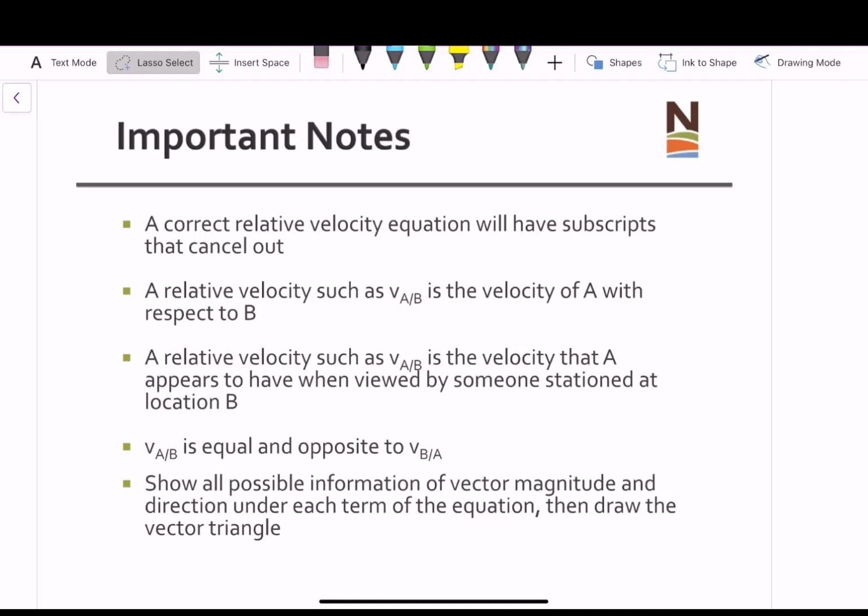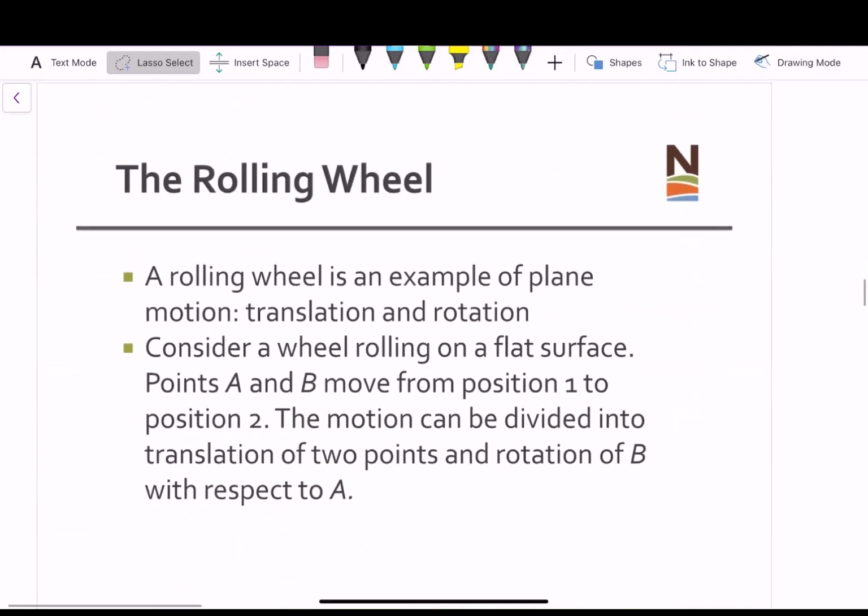Also, you need to show all possible information of vector magnitude and direction under each term of the equation, then draw the vector triangle. When you're solving these problems, whether it's for an assignment or a test, I will be marking points for each of those. First the equation, then writing everything that's given, then the triangle. So those are three pretty easy marks. After that, trying to figure out the rest of the information might be a little bit more difficult. So as long as you do those first three things, that at least sets you up for success on a problem like this.